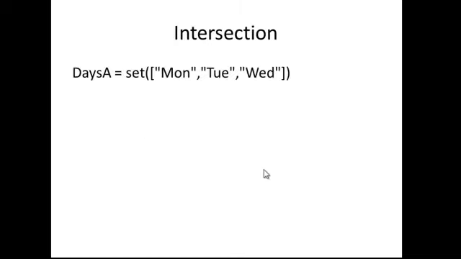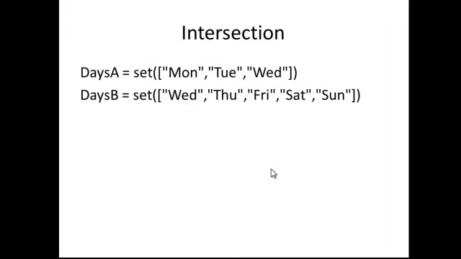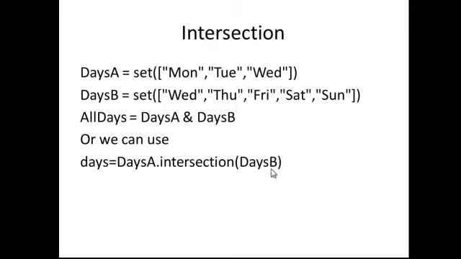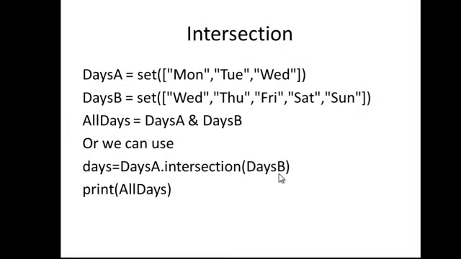Intersection. The common elements between the first and second sets will be returned. So here set A and set B have a common element. When you do intersection, or use the intersect method, I will get the common element as only Wednesday. This is for the intersection.